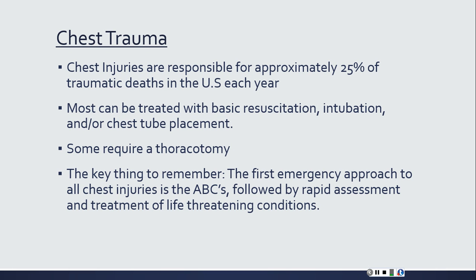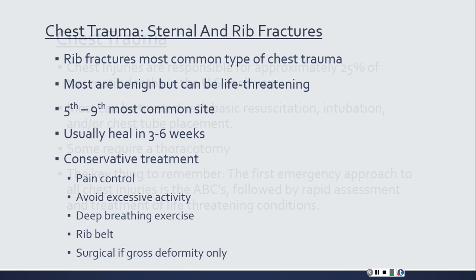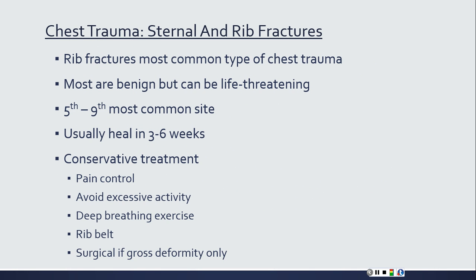Okay. Now, the key thing to remember, the first emergency approach to all chest injuries is what? ABCs. Airway, breathing, circulation. Number one issue related to chest injuries, obviously. Airway, breathing, circulation. Followed by rapid assessment and treatment of life-threatening conditions. Some of the different chest traumas that we may encounter. First, we've got a sternal and rib fracture. Rib fractures are the most common type of chest trauma. Most are benign, but can be life-threatening.